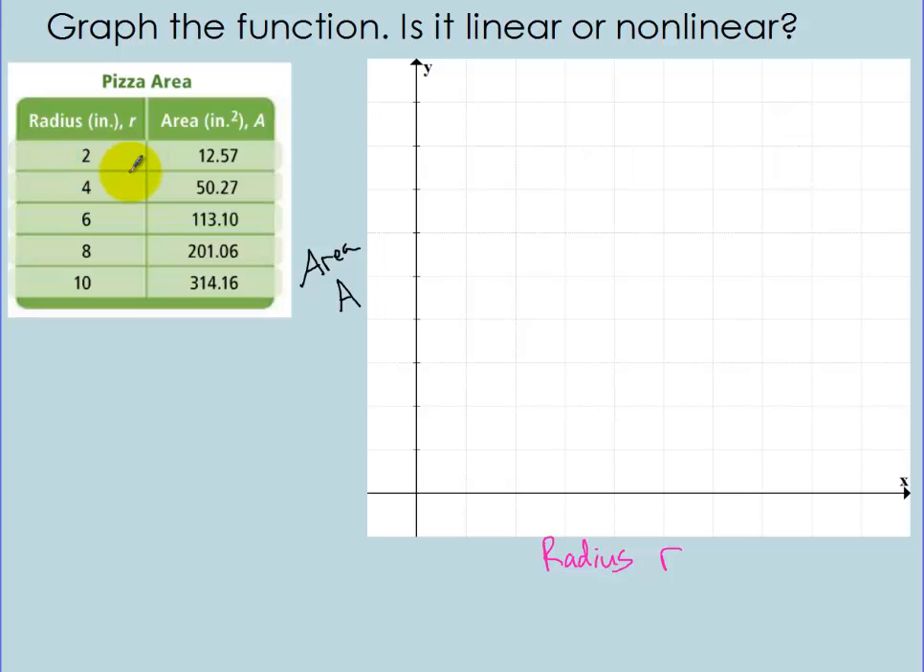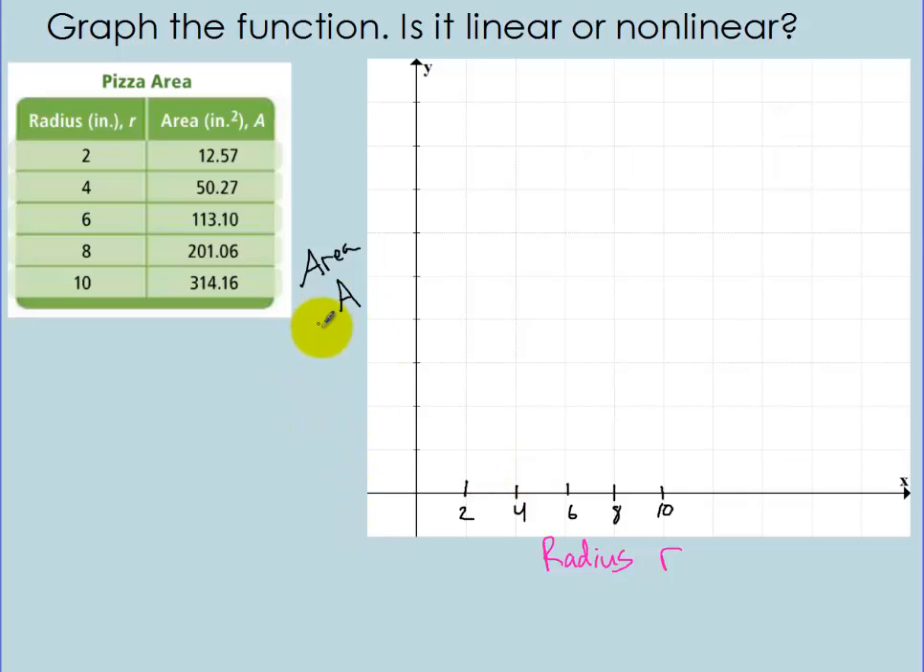Now the first thing before we plot, and we'll practice more of this in class, you have to figure out the scale of your x and y. So on the x-axis we're going 2, 4, 6, 8, 10. So I can go up 2, 4, 6, 8, 10. How about this? I'm going to go up 2 for every block. So I'm going to choose to go up 2 every unit.